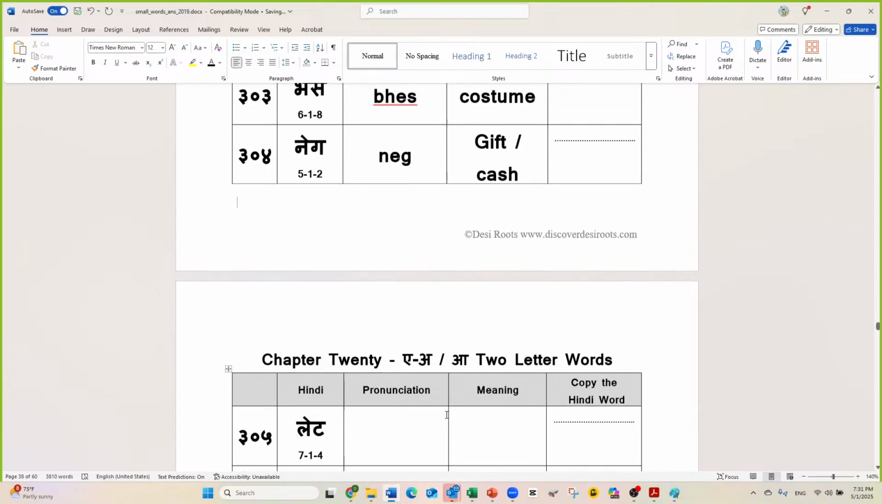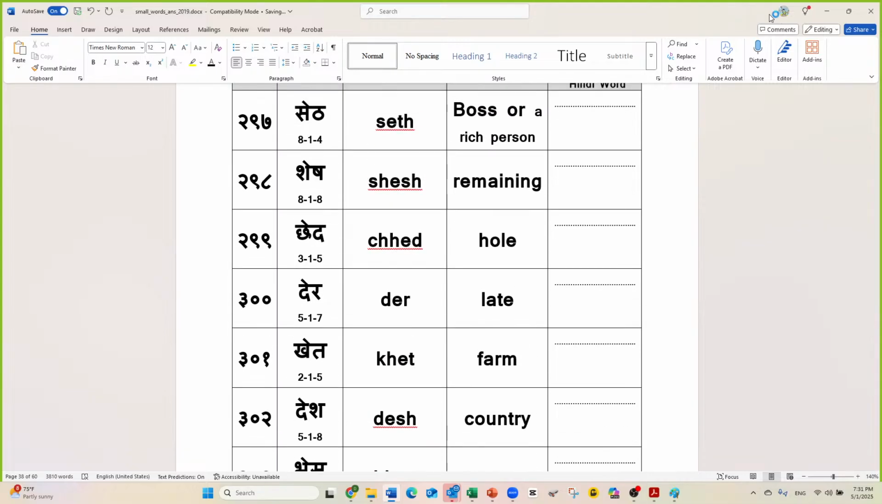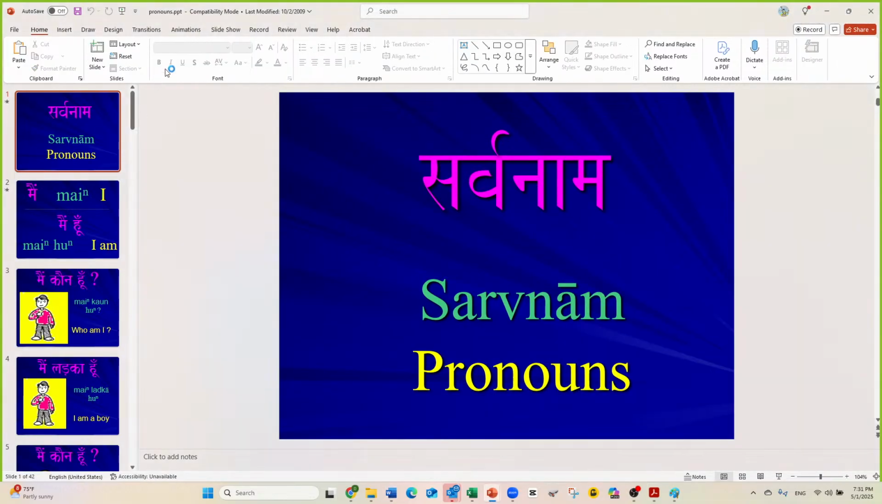Okay. So homework will be you all will be doing chapter 20 pronunciations and the green book chapter 19. Now today we are not going to do sentences. Instead, I want to do a chapter from the yellow conversation book about pronouns.